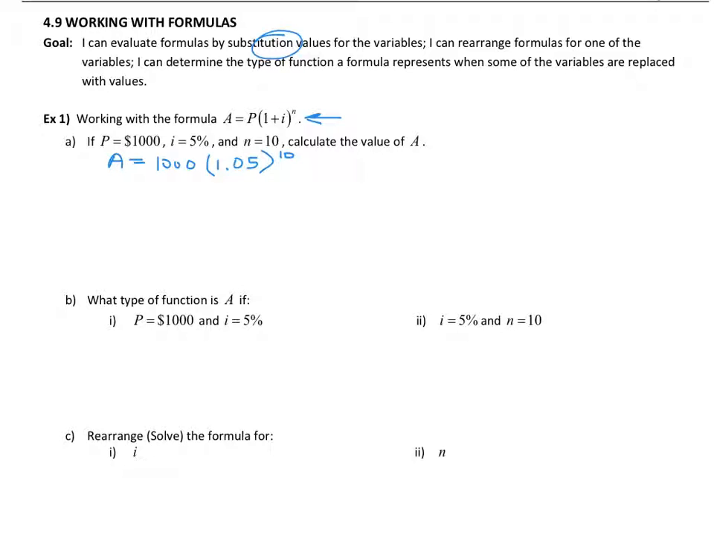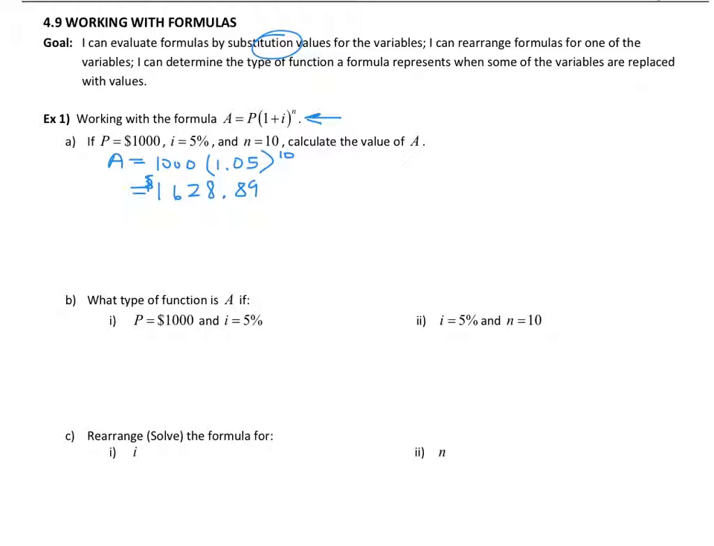And that should be, I'm just doing that right now along with you, hopefully. I got the wrong answer on my calculator. Let me try that again. I think I just forgot a zero. I get $1,628, and money goes to two decimal places, so we'll put 89 cents behind there. All right, so that's just straight up substituting values into a formula. That should not be an issue at this point. That's like a grade 8, grade 9 skill.